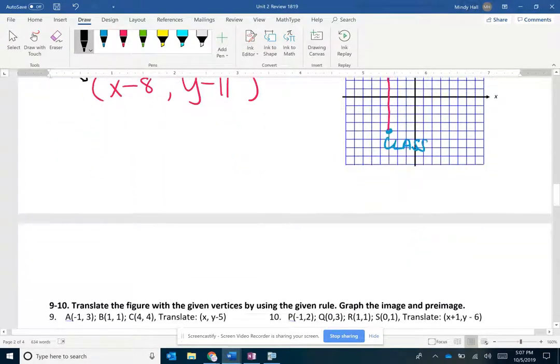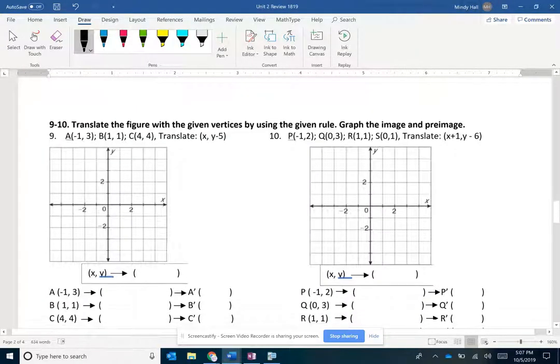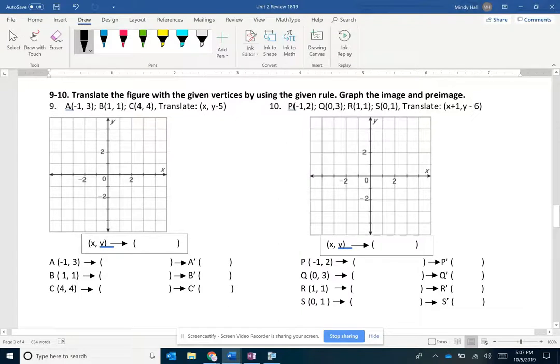All right. So then for 9 and 10, we need to translate using the given rules. So starting with number 9, we want to translate (x, y minus 5). So down here we have (x, y minus 5). Now this space down here is just for you to show work if you want to. It is totally optional, but you would put something like that.